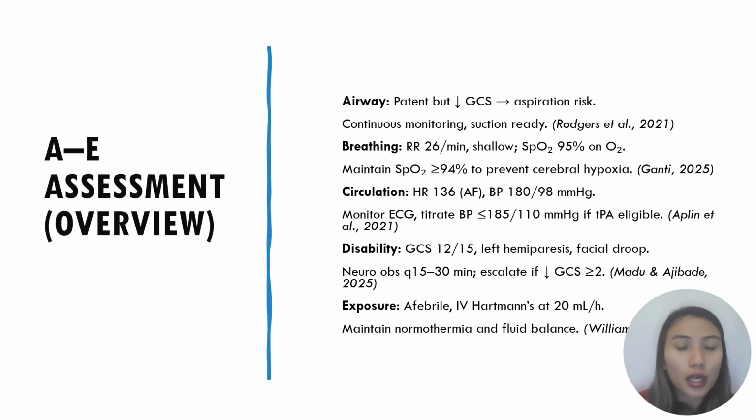I'm going to start with the A to E assessment overview. The very first is the airway. Mrs. Teresa Milo's airway is currently patent. However, her reduced level of consciousness, evidenced by a Glasgow Coma Scale score of 12 out of 15, and slurred speech increases her risk of aspiration.